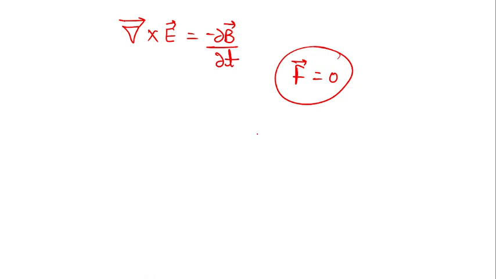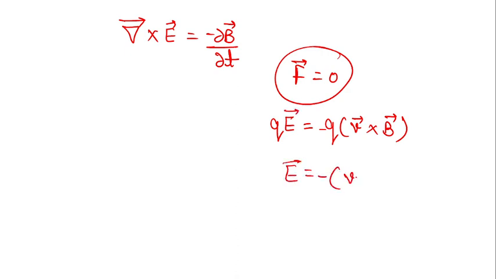Now the net force which acts here is QE due to the electric field, and due to the magnetic field it is minus QV cross B. These two will be equal, because you can write the force associated with both electric and magnetic fields, Q(E plus V cross B), and equate that with 0. When you equate it with 0, you get vector E is equal to minus V cross B.